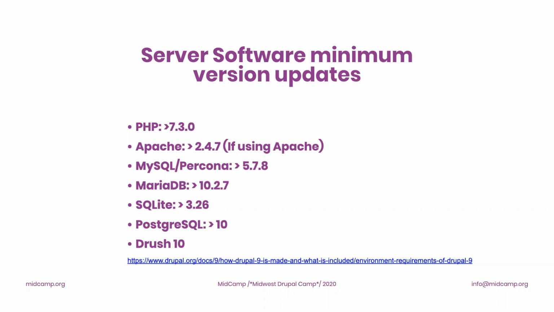But in addition to PHP, minimum supported versions of the various databases have been changed. So for MySQL or Percona, you're going to have to be on version 5.7.8. If you use MariaDB, you've got to be at least on 10.2.7. If you're on SQLite, you have to use version 3.26. If you use Postgres, you've got to be at least on version 10. And then finally, if you use Drush, you have to be on Drush 10 in order to work with Drupal 9. Drush 9 will not work with Drupal 9.